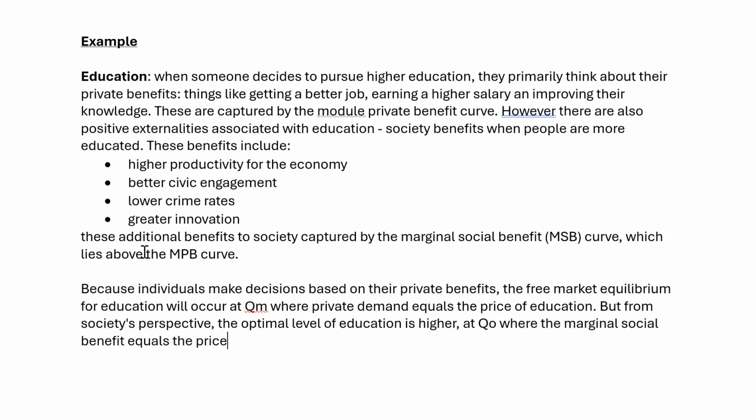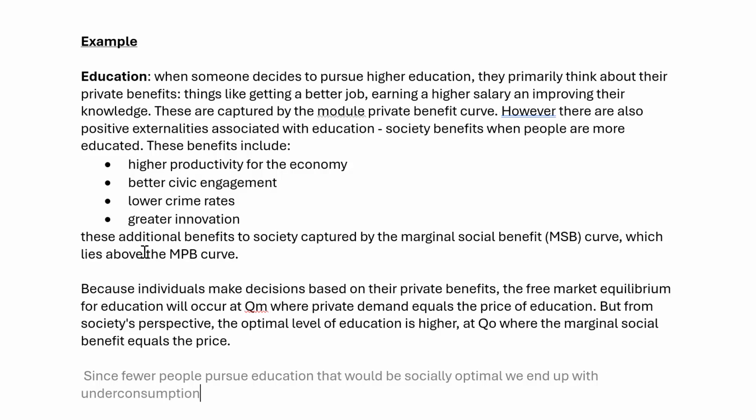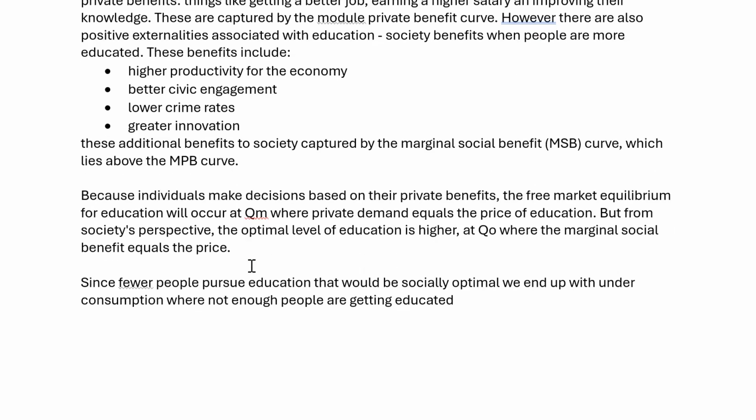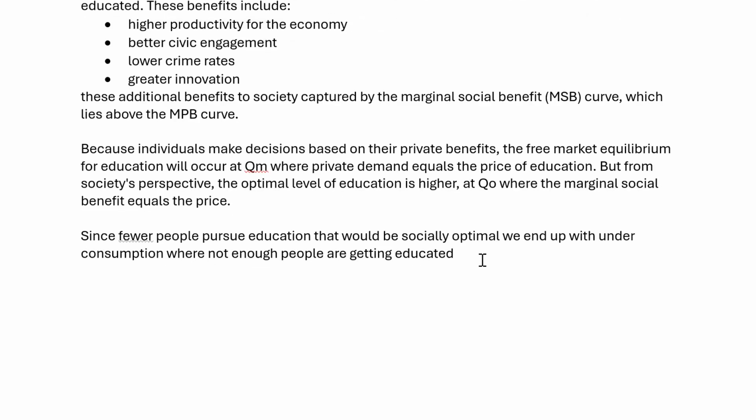Since fewer people pursue education than would be socially optimal, we end up with underconsumption where not enough people are getting educated. This creates a welfare loss, represented by the shaded area on the graph.